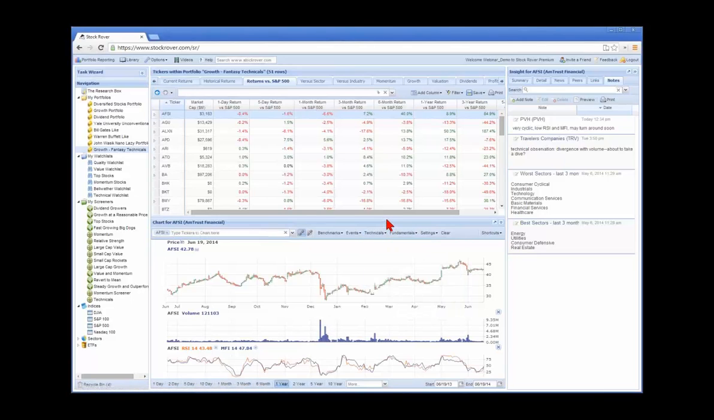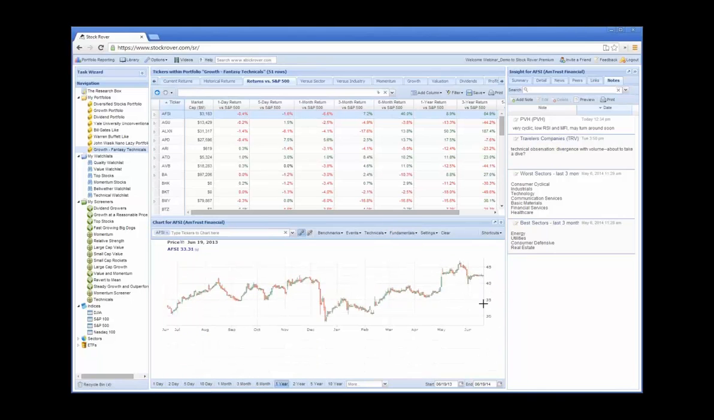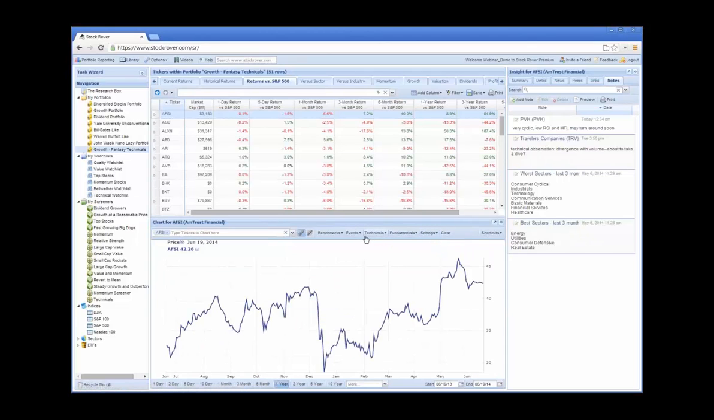We have a question that came in. Can you talk about the events indicator? Do you want to do that, or do you want me to do that? Sure. So the events, let me just clear up the chart. Events, which is right next to technicals, isn't really for technical analysis, but it is just good to know about. There's a couple things you can add on top of the chart.